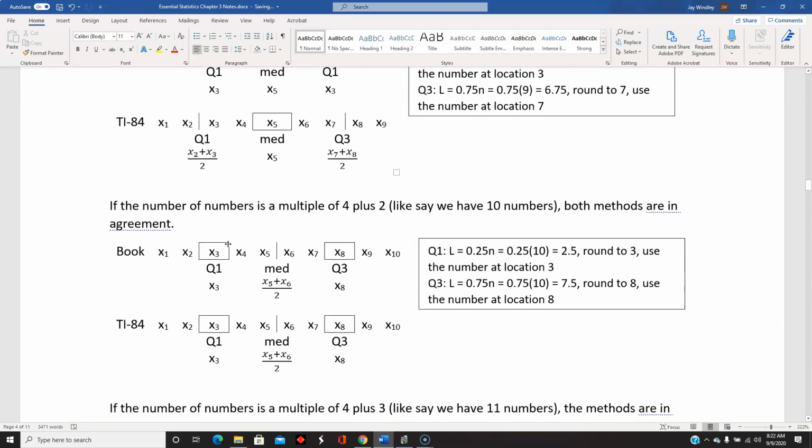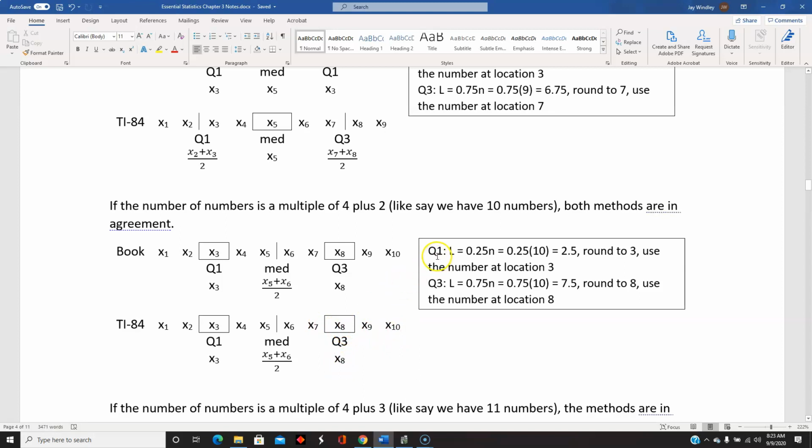If the number of numbers in the data set was a multiple of 4 plus 2, like say 10, which is 8 plus 2, then the 2 methods are in agreement. So here's our numbers from x1 through x10. The calculator way of doing it is to find the number in between x5 and x6 by adding them together, divide by 2. That leaves you 5 numbers in the bottom half and 5 numbers in the upper half. The 5 numbers in the bottom half have x3 exactly in the middle, and the 5 numbers in the upper half have x8 exactly in the middle.